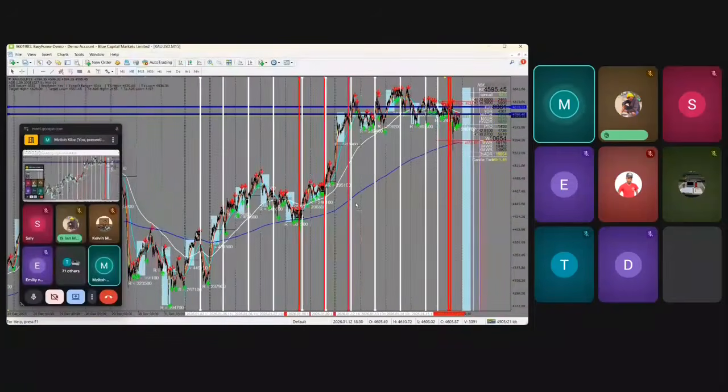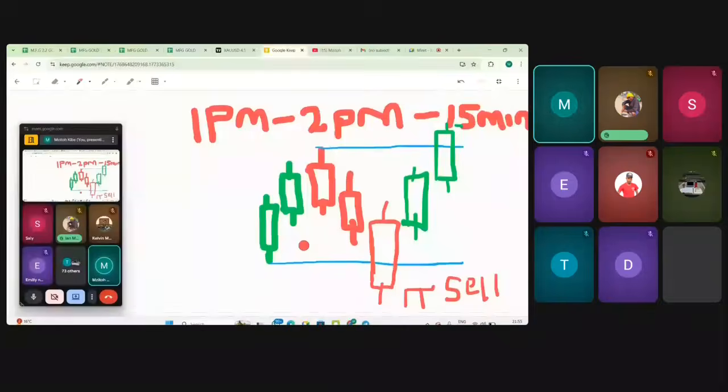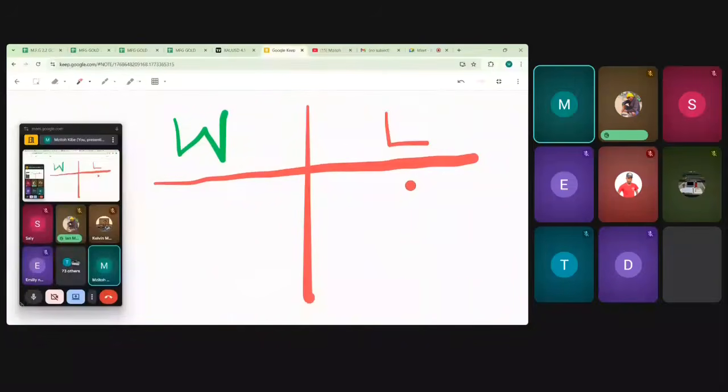So this is where the market started. Now count. The red are the losses. So 1, 2, 3, 4, 5. So we have 5 losses. Let's record. We have here 5 losses.